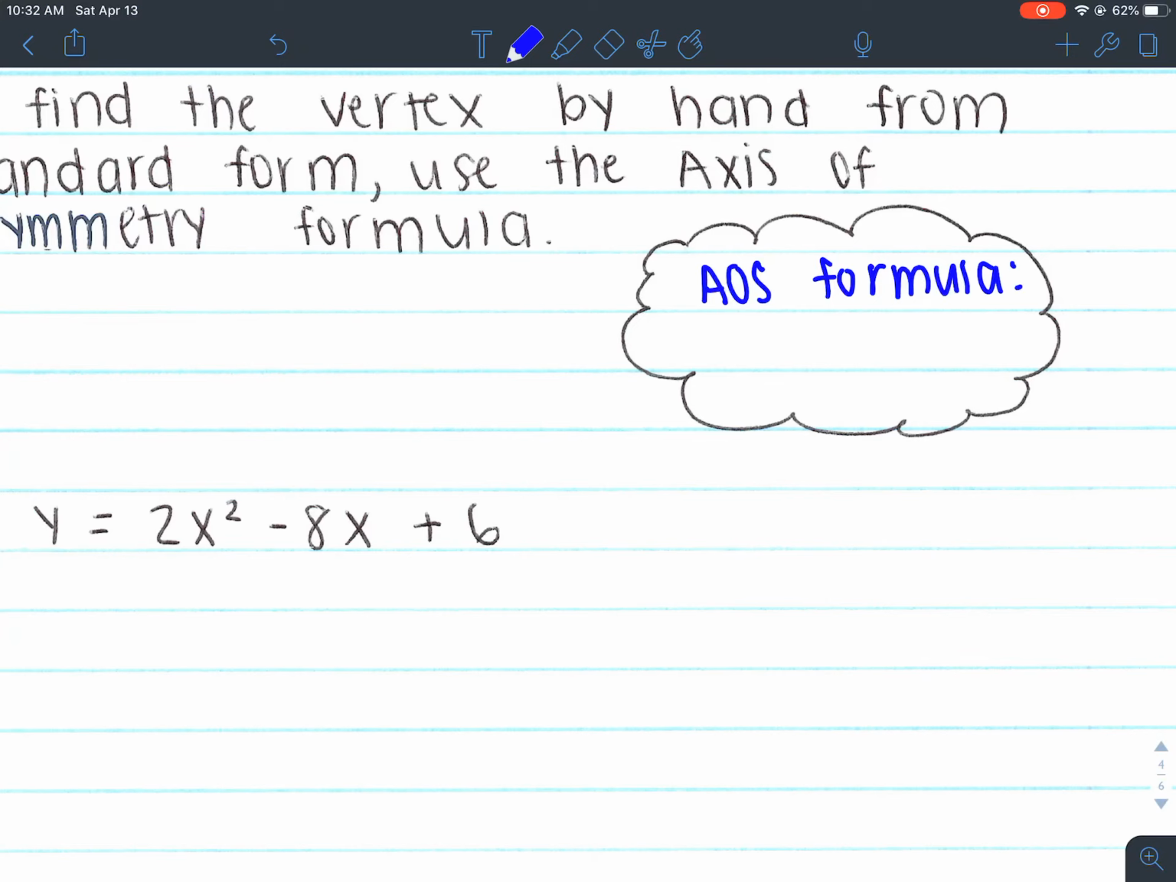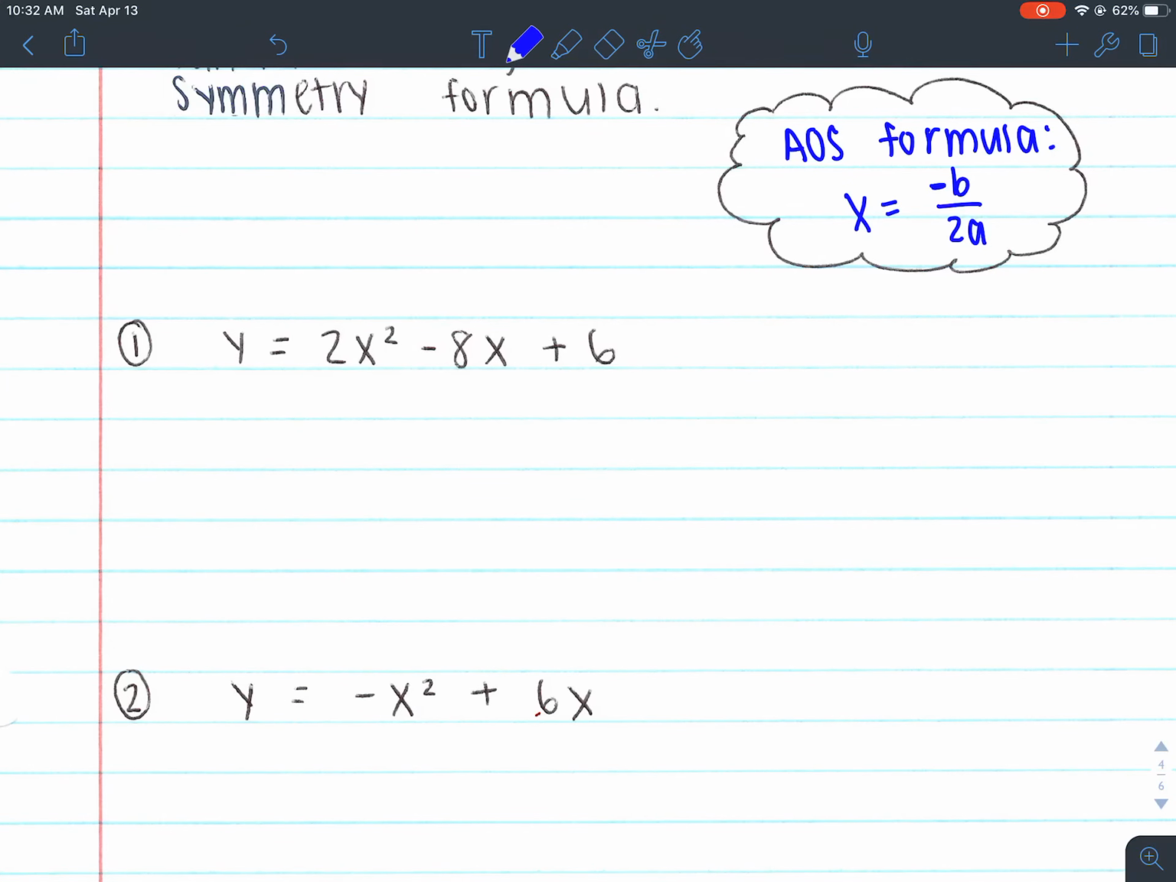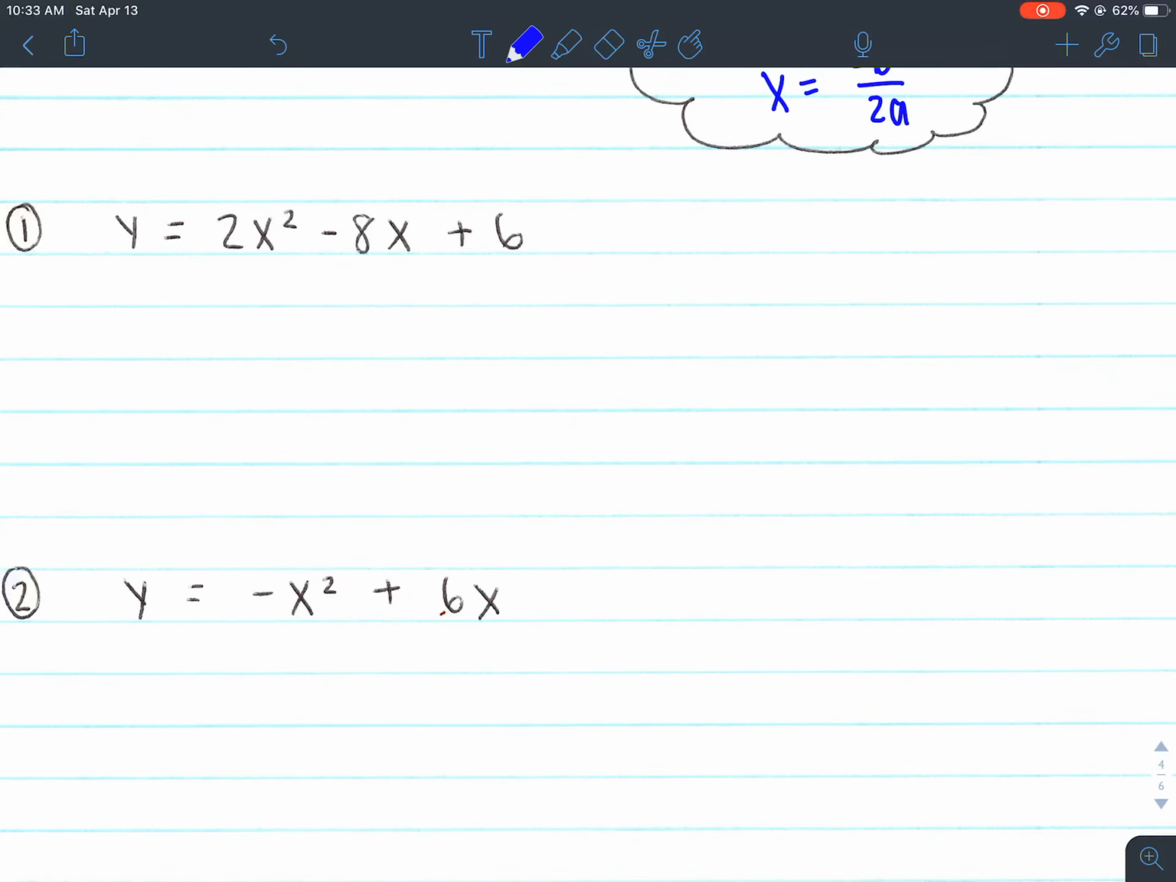Remember, axis of symmetry always starts how? X equals. Okay? It's going to be x equals negative b over 2a. For all of these problems, you need to find the standard form, you need to find the vertex, and you need to find the axis of symmetry. Now, the axis of symmetry will help us find the vertex, so we're always going to find that first.